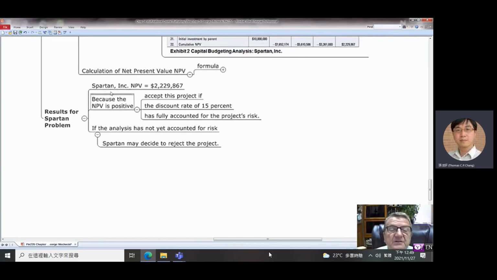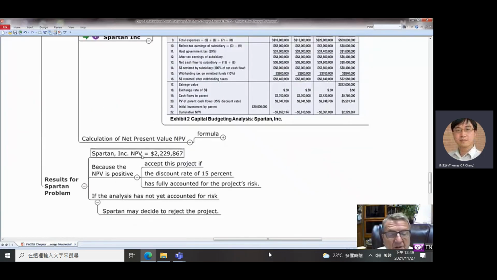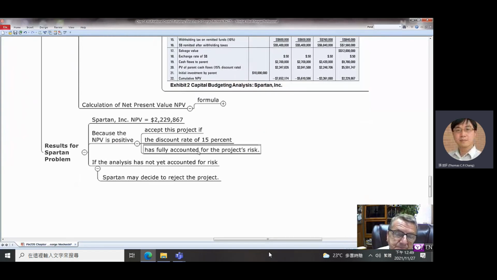Okay, results of the Spartan problem, parent and net present value. This is after. So they went out here. Here's my result. Net present value ended up at 2,229,867. Because the net present value is positive, the project, with the discount rate of 15%, has fully accounted for the project's risk, if the analysis has not yet accounted for the risk. So I'm looking at about 2 million bucks, so it's not too bad.